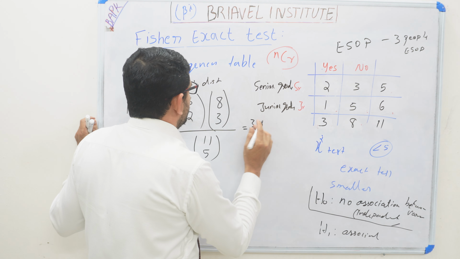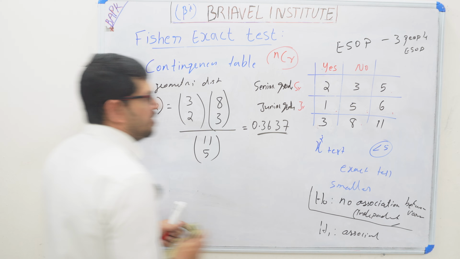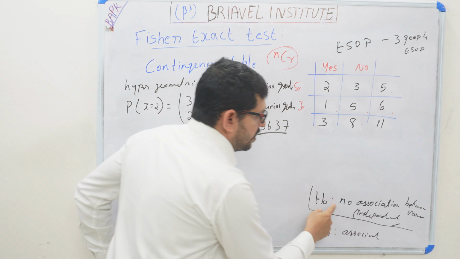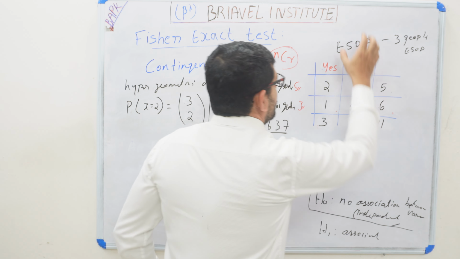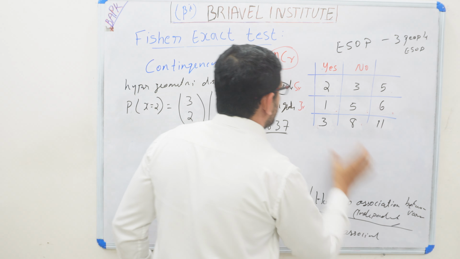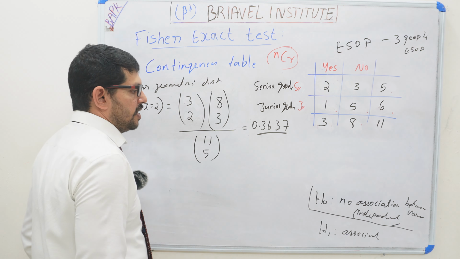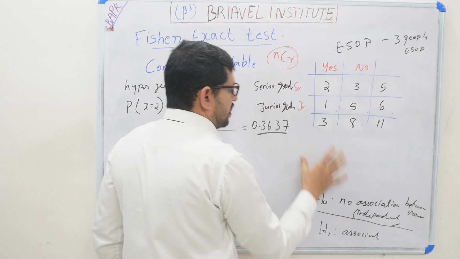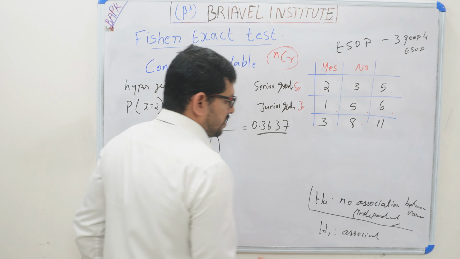Now we need to find all the combinations to find the p value. So what combinations are available? Here is H0. H0 is no association between the ESOP and senior grade or junior grade. There is no association in how ESOP is distributed across senior or junior grade. H1 says there is some association in the distribution.